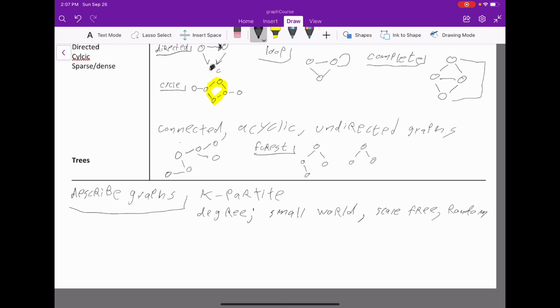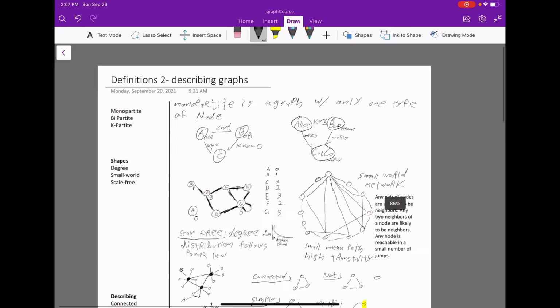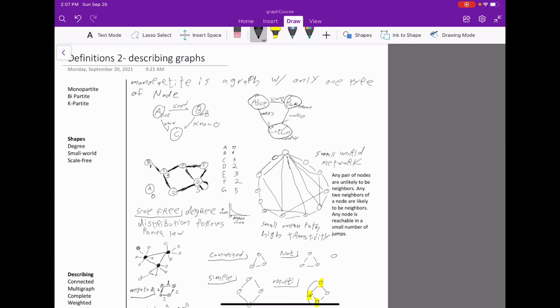We also covered a lot of different ways to describe graphs. For example, there's connected, there's multigraphs, there's complete, there's weighted, directed, and cyclic. So these are a lot of really useful definitions that we want to sort of remember and be familiar with when we're describing graphs and talking about graphs with other people.